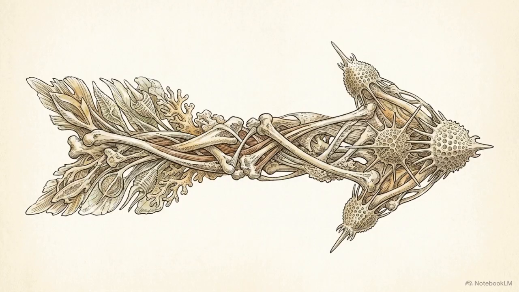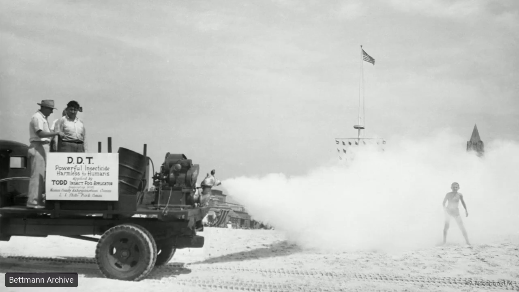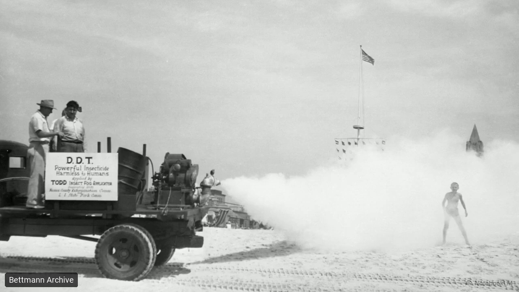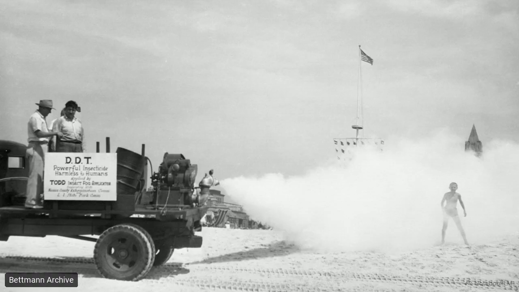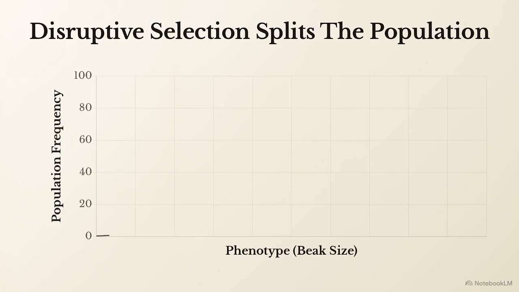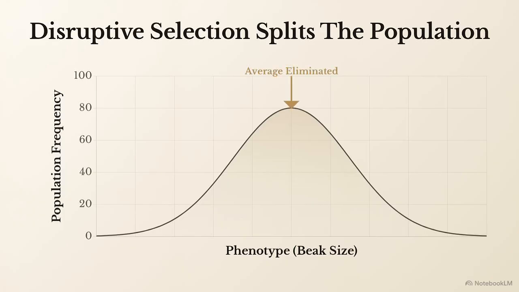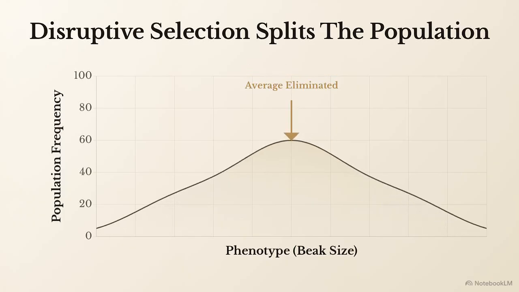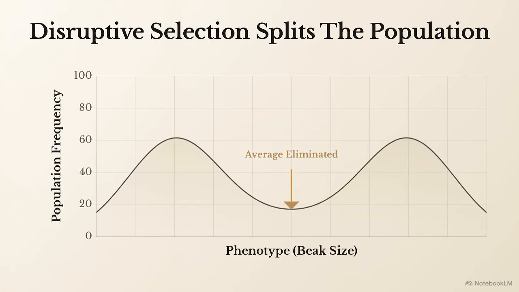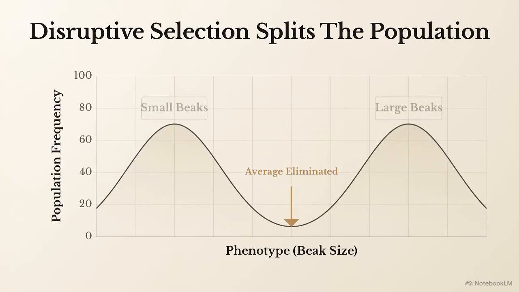Conversely, extreme environmental pressure causes directional selection. When applications of the pesticide DDT killed off susceptible mosquitoes, the population's phenotypic norm shifted entirely, ensuring only the highly resistant insects survive to reproduce. Here, the normal distribution breaks entirely due to disruptive selection. Intermediate phenotypes are penalized, while both extreme variations are favored. On the Galapagos Islands, seeds were either very large or very small, strongly favoring finches with extreme beak sizes and eliminating the medium beak average.